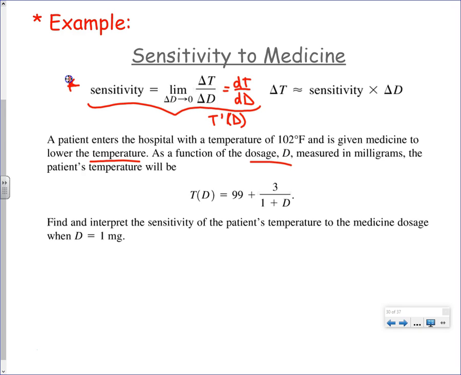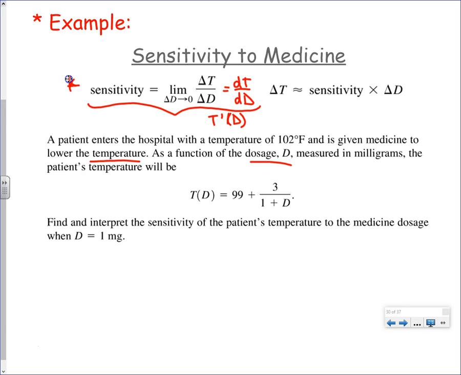Okay. So, a patient enters the hospital with a temperature of 102 and is given medicine to lower it. As a function of the dosage D measured in milligrams, the patient's temperature will be T of D. At least this is what they project. Find and interpret the sensitivity of the patient's temperature to the medicine dosage when D equals 1 milligram. So what are we supposed to do? It's as simple as that.